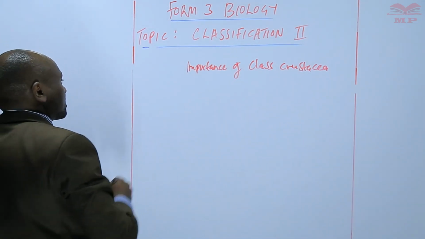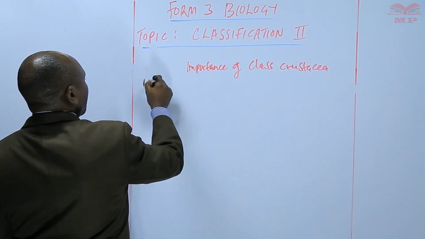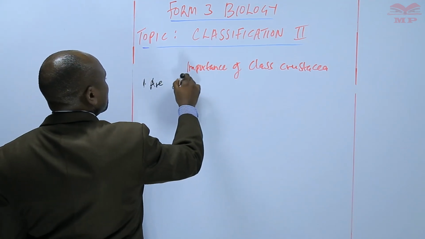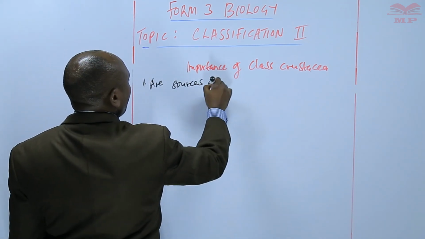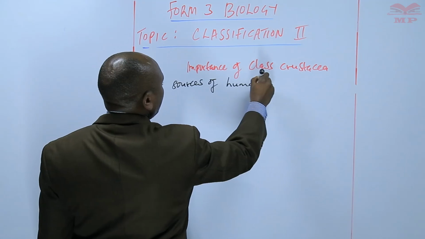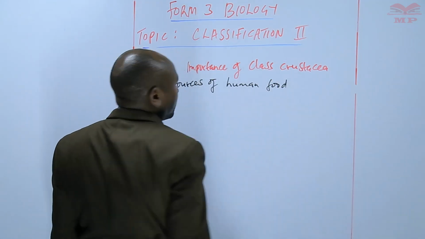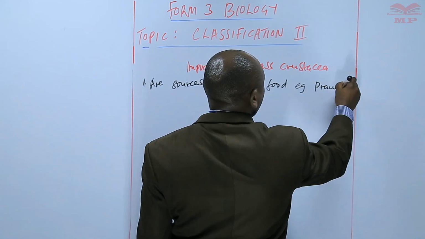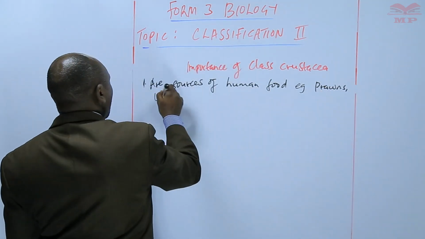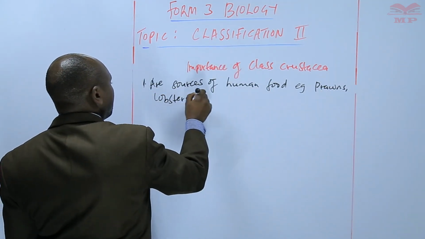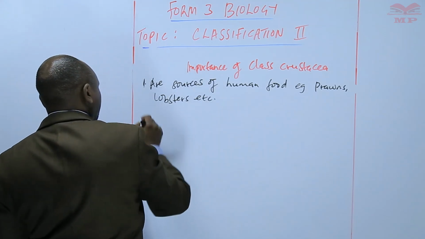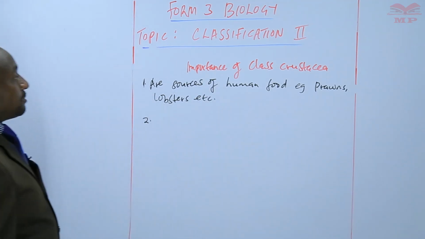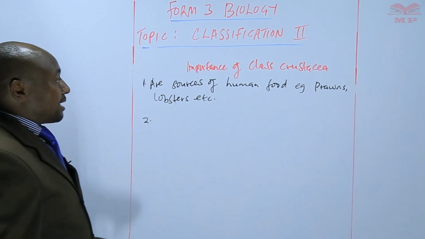And one of the importance is that crustaceans are sources of human food. For instance, the prawns, the lobsters, etc. That is one of the importance of class Crustacea.